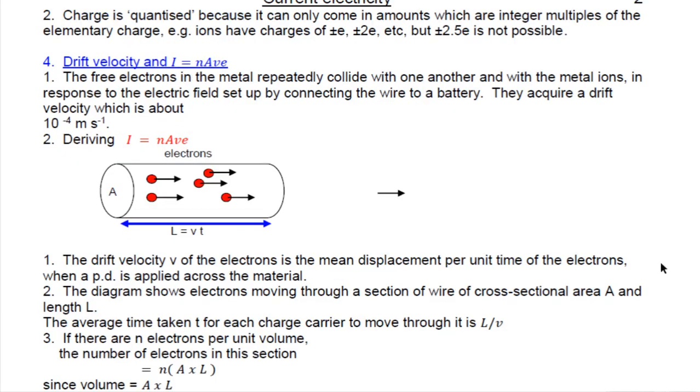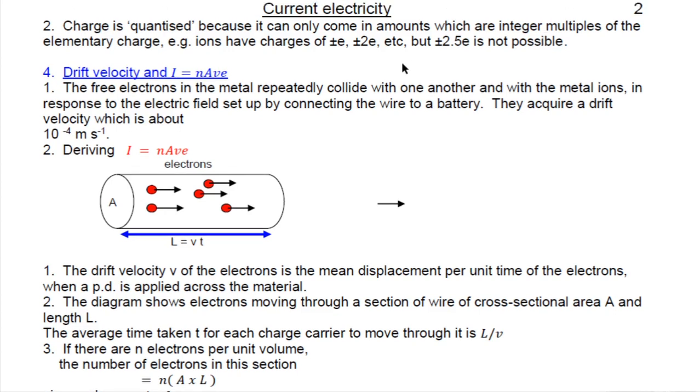Moving on. Right, charge carriers. Charge is said to be quantized because it can only exist in integer multiples of the elementary charge e, i.e. it can only exist as e, plus or minus e, plus or minus 2e, plus or minus 3e, plus or minus 4e, etc. It cannot exist as 2.5e or 2.6e or 1.7e. It's integer multiples of the elementary charge. That's what is meant by the term charge is quantized.